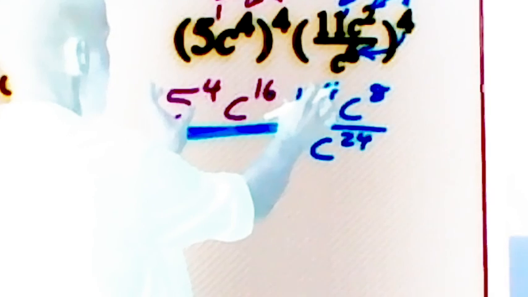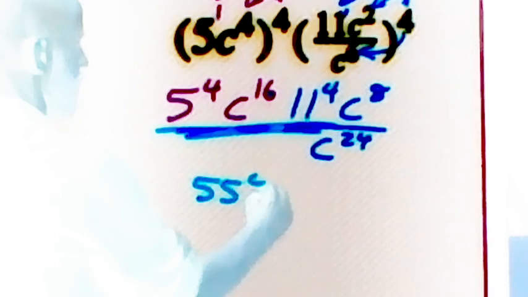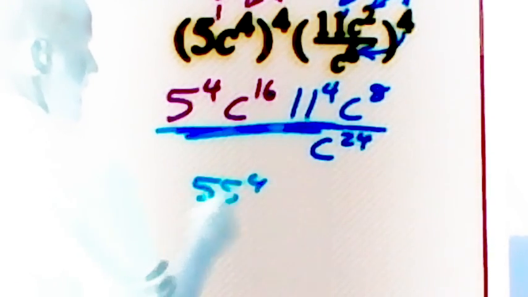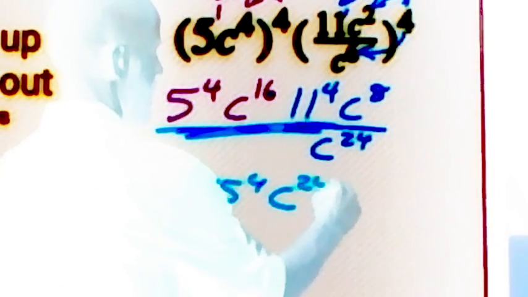Different bases, same exponent. I can combine them. 55 to the 4th. Same base, different exponents. I can combine them. C to the 24th. All of that over c to the 24th. One more step with this one. C to the 24th divided by c to the 24th is c to the 0, or just 1, so that can cancel out. Final answer is just 55 to the 4th.